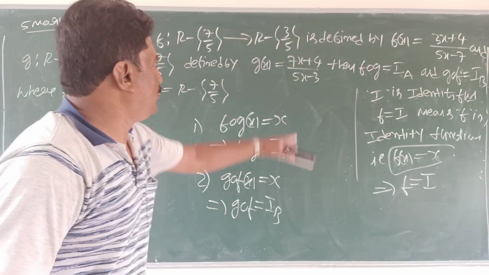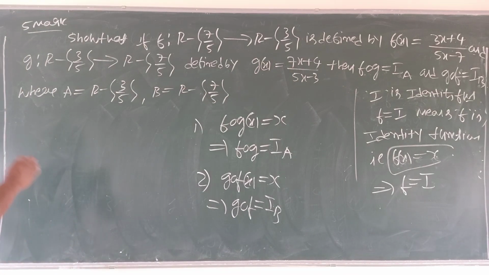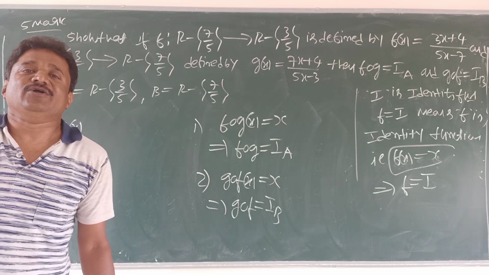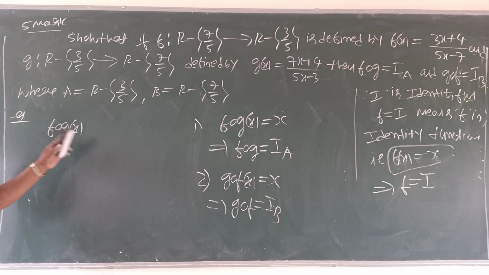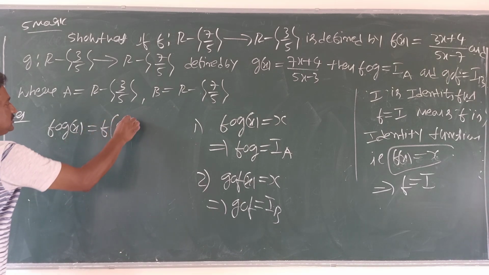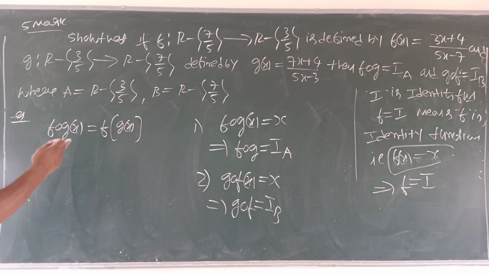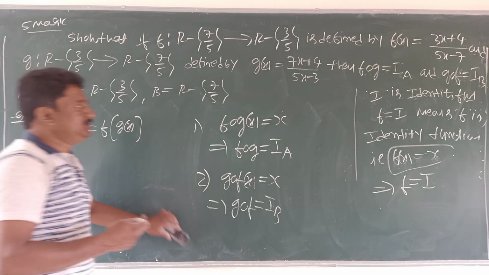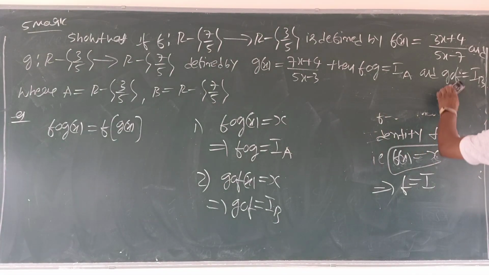Now I am going to solve. First I have to prove fog is equal to I_A. Solution. fog is equal to I_A. fog means fog(x) only. I take fog(x). Circle means f into g(x). Substitute for f into g(x). Circle means into.